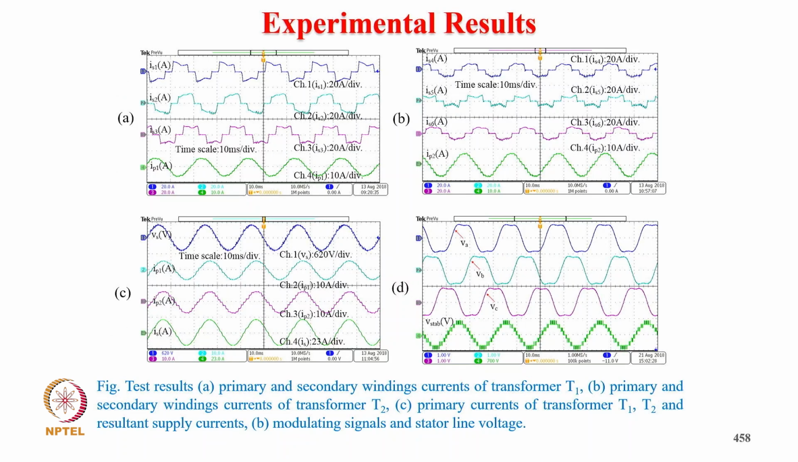And these are typically the test results of primary and secondary winding of transformer T1. So you can add the three transformer primary currents, the sum of which is very close to sinusoidal, and primary and secondary current similarly of T2. That also comes to sinusoidal, and then the sum of the primaries of both the transformers combined together, you can see the supply current IS is close to sinusoidal. Then you can see the modulating signal and the line voltage across the motor, which is also very close to sinusoidal.